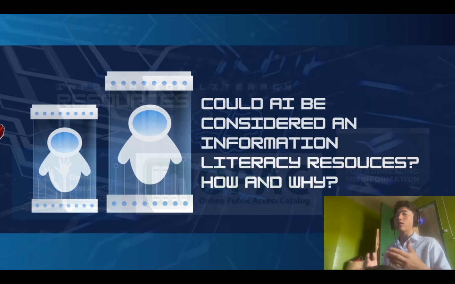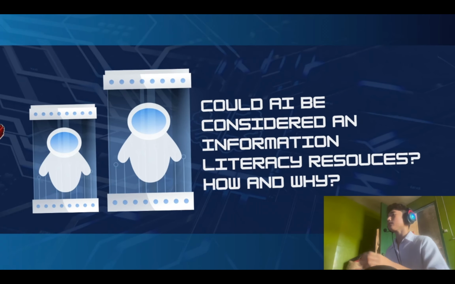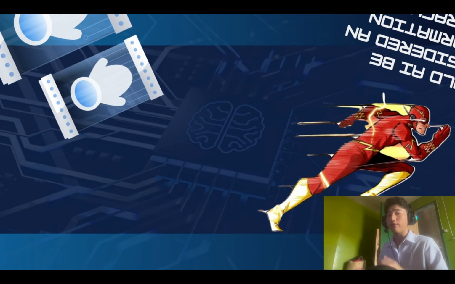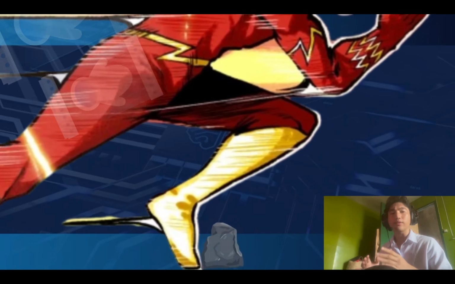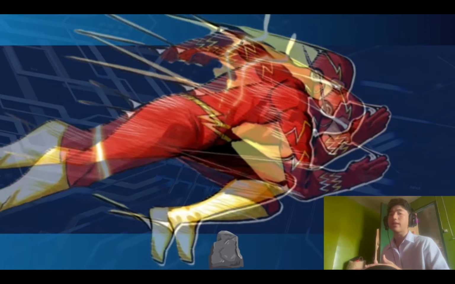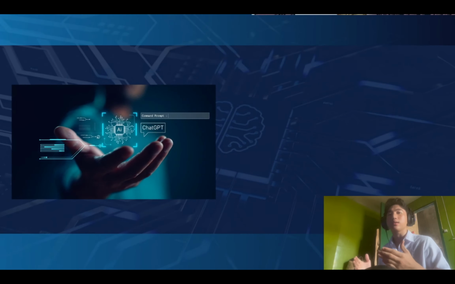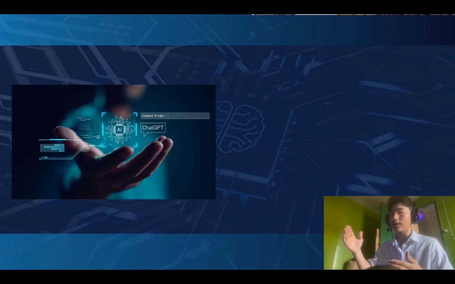So now the question is, could AI be considered an information literacy resource? How and why? Now, everybody knows the Flash, right? He can run millions of light speeds and he can travel anywhere in an instant. He is basically like light speed. But what if something that fast stumbles over a rock? Well, then he trips. Now, what I'm trying to say is this is very similar to AI.